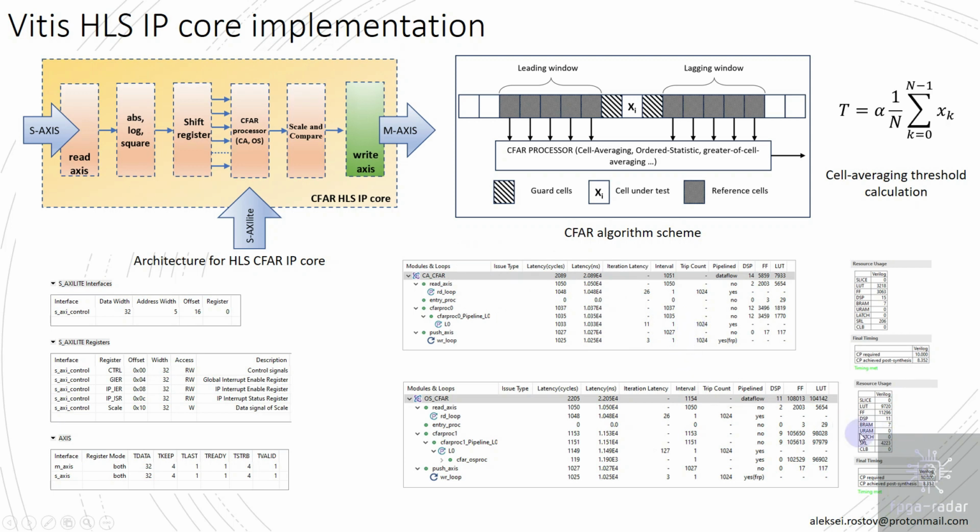Why so? Especially, for example, the shift register LUTs. It is caused by the certain algorithm implemented for Ordered-Statistic CFAR. The algorithm is a bitonic sorter. It's a parallel algorithm for sorting data, and this algorithm requires a lot of flip-flops and LUTs. It explains why this IP core is significantly heavier compared to the cell averaging implementation.